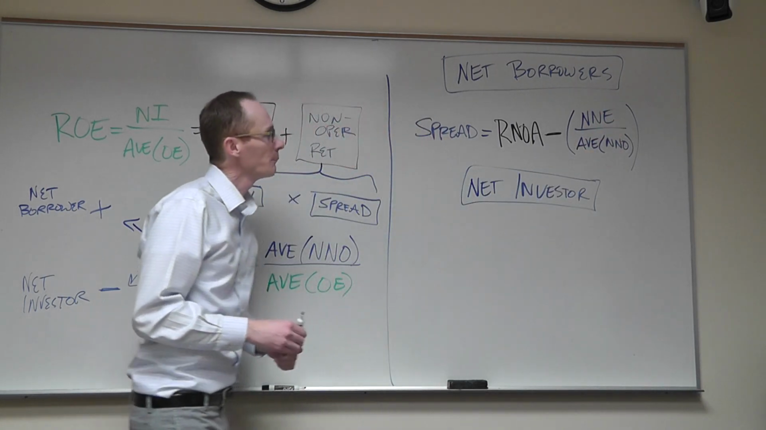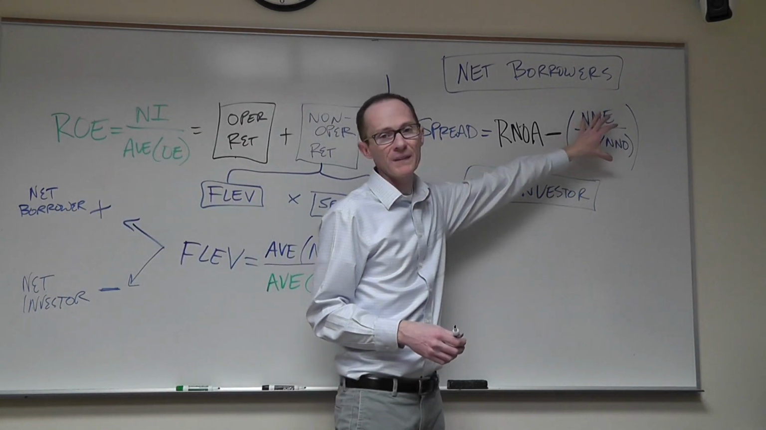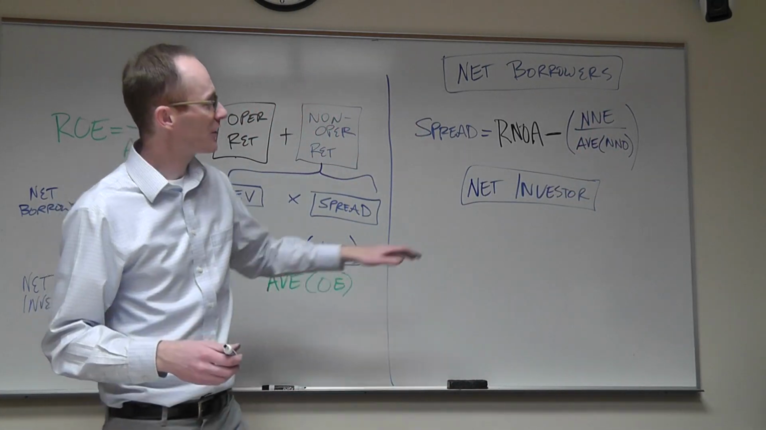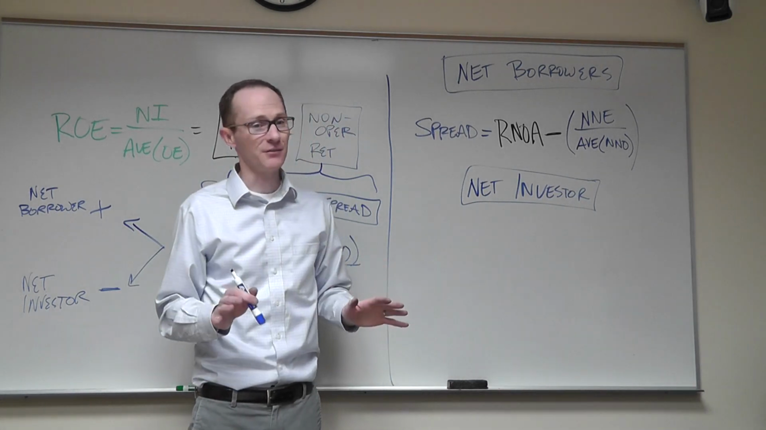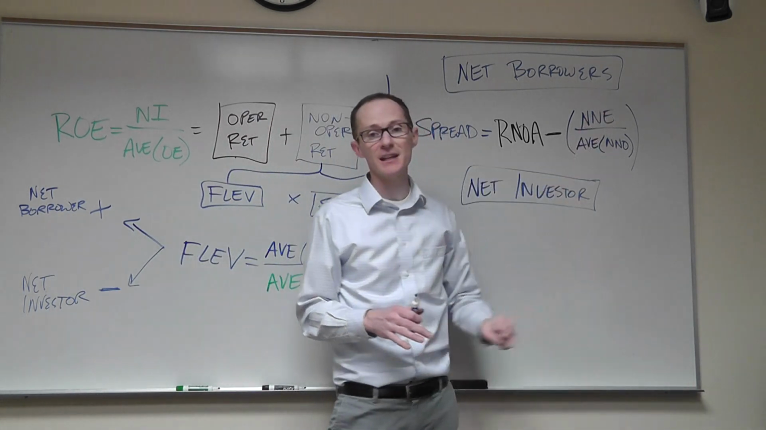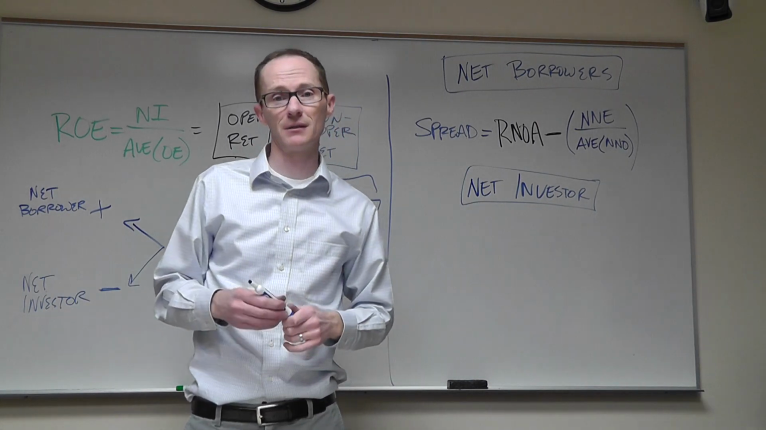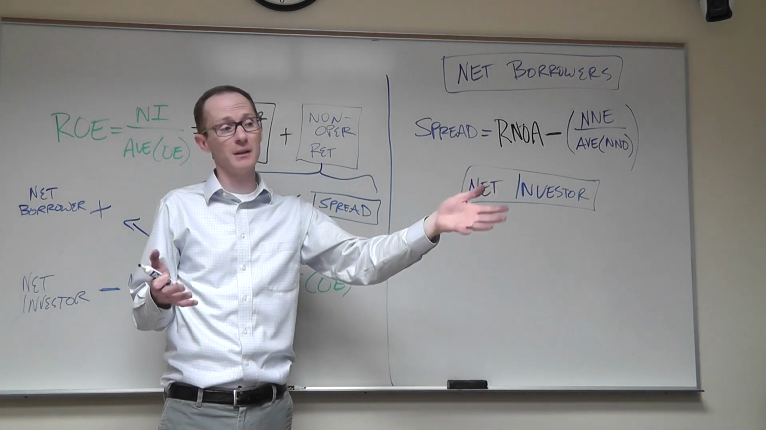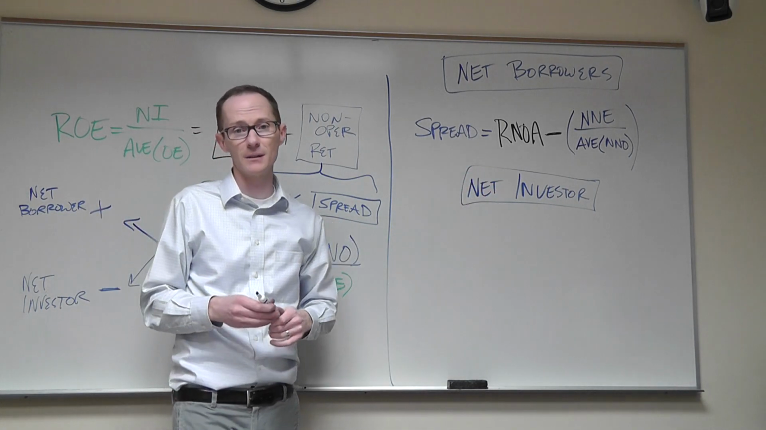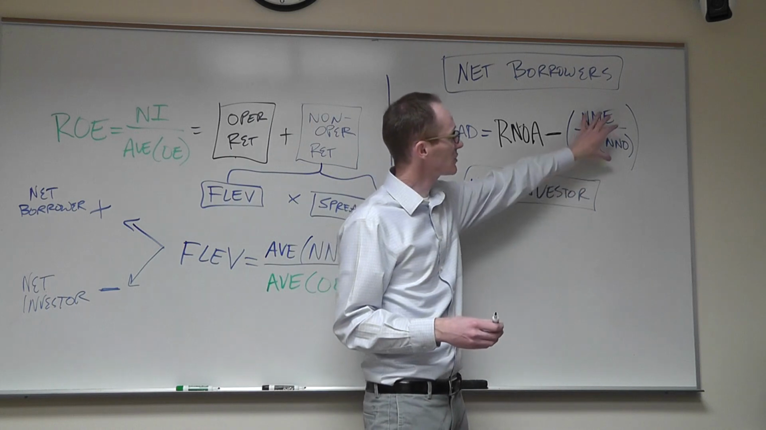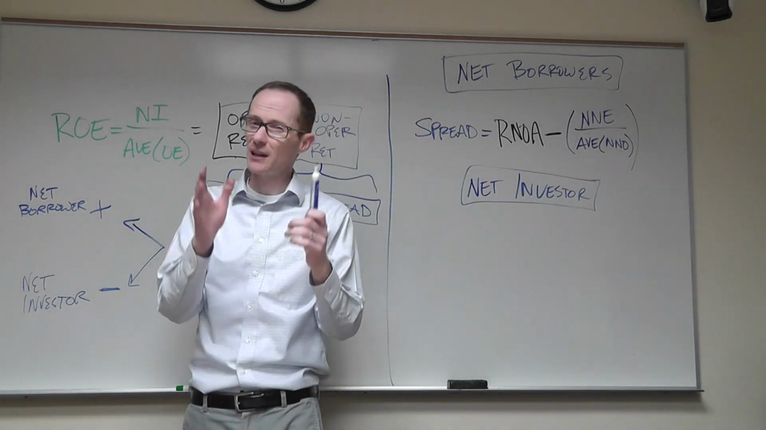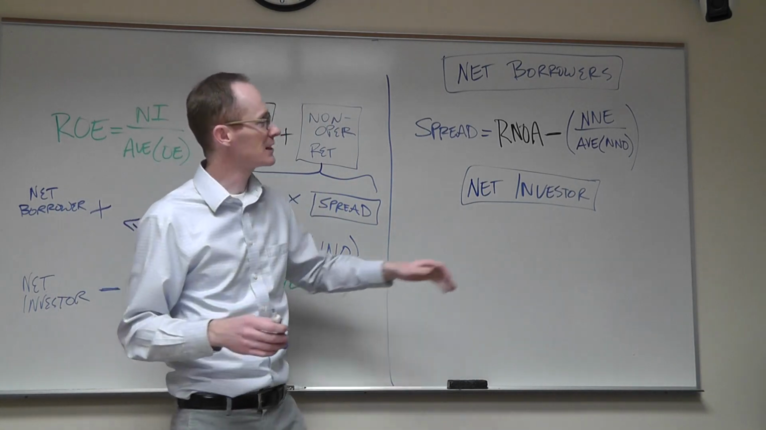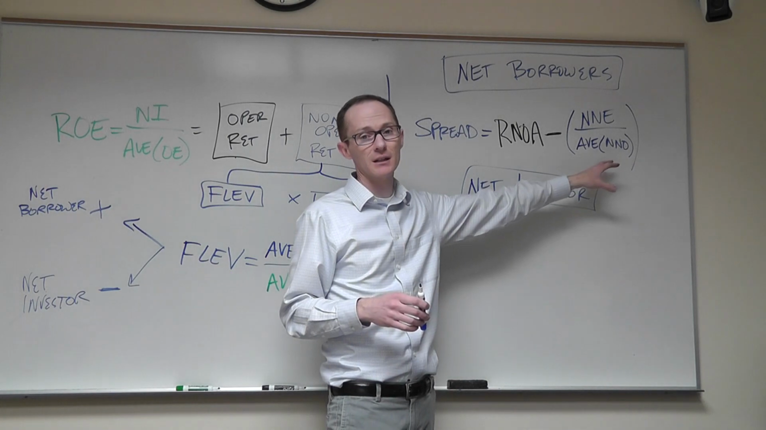Now, for a net borrower, what that percentage represented was their net interest expense. Well, if they're a net investor, it means something different. What we have in here is their return on their investments, whatever return they're getting. If they're a net investor, they've invested in assets, and maybe they're getting 2, 3, 4%. So in the case of a net investor, it's not their cost of borrowing. Rather, it's their return on investing.